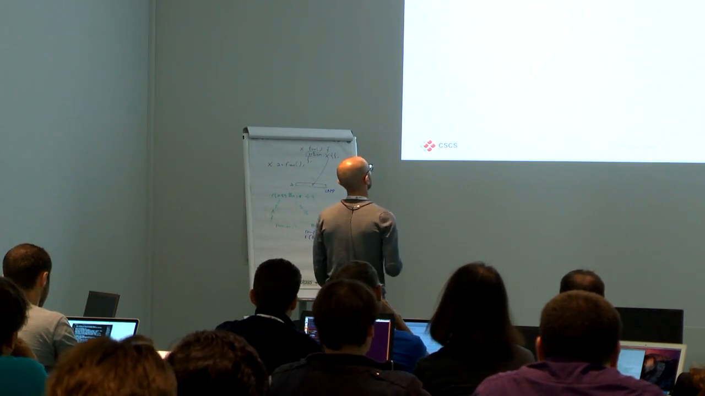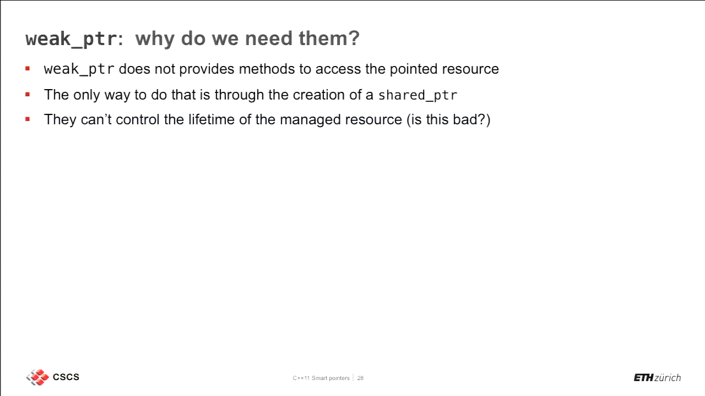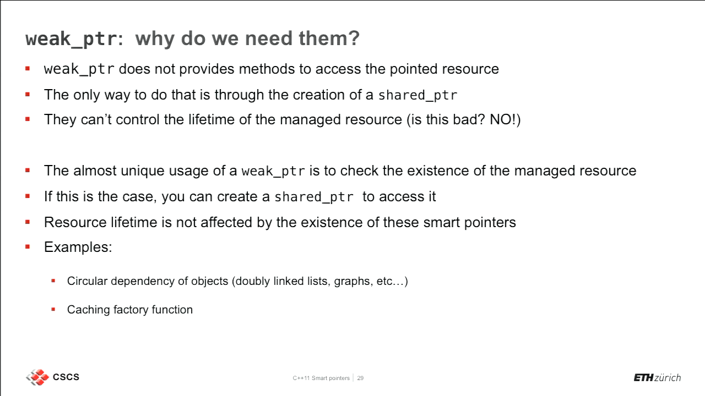So the question is, why do we need a weak pointer? Basically, they seem to be quite useless, right? Because as I told you, they don't provide methods to access the pointed resource. The only way you can use them seems to be for the creation of a shared pointer, if the weak pointer is not expired, and they cannot control the lifetime of the managed resource. So they seem to be a bit useless, but actually this is the way they have been designed, because this is the right way to use them: the unique usage of the weak pointer is to check the existence of the managed resource.